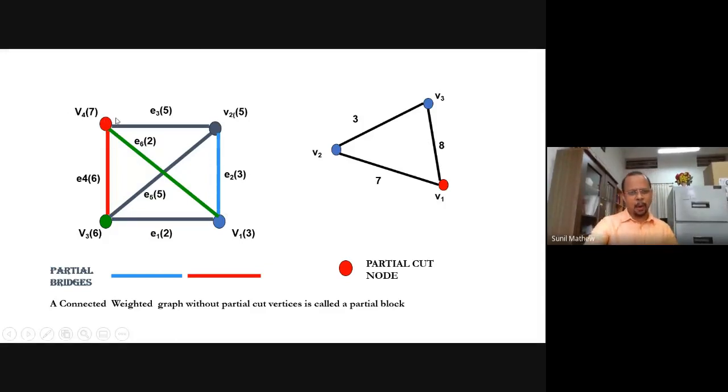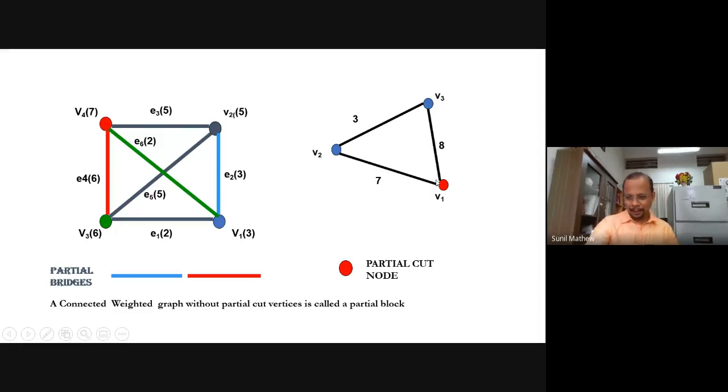Just look at this. This red one is a partial cut node because you can easily find two nodes, for example, V3 and V2. The removal of V4 will never cut V3 and V2, but it can reduce the flow between V3 and V2. The actual flow or the maximum bandwidth between V3 and V2 is the minimum of 5 and 6, that is 5. But when it goes, it becomes 5. Sorry, 5 is coming again, right? No. So, the flow is not affected here.